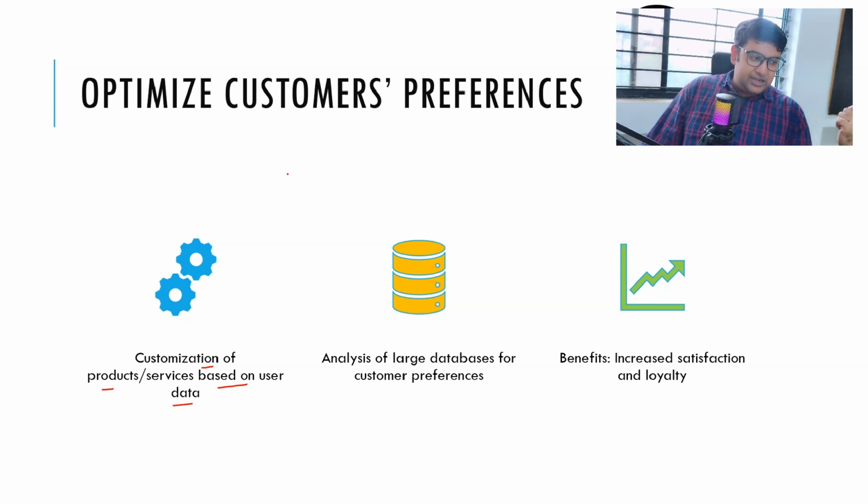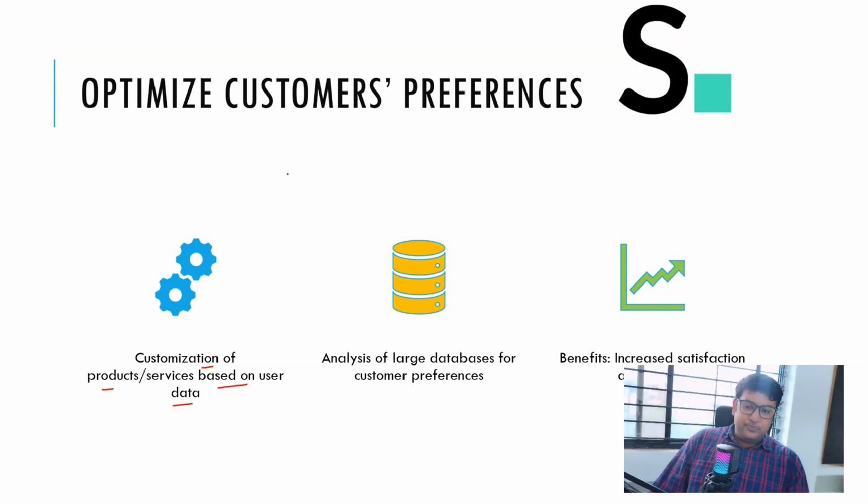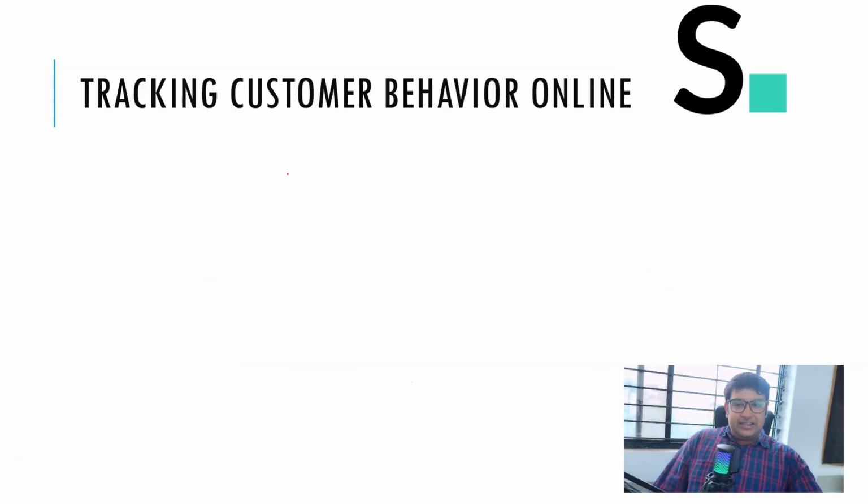So the third thing is that customer satisfaction increases. When you apply data science to understand customer preferences and tailor your products accordingly, obviously customer satisfaction will increase. Then the next thing is tracking customer behavior.